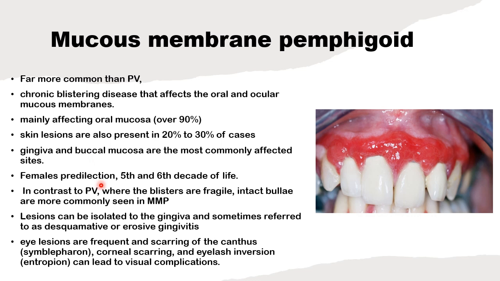It has a female predilection, particularly in the 5th and the 6th decades of life. In contrast to pemphigus vulgaris, the blisters are not as fragile, and sometimes the patient presents with intact bullae. The lesions are mainly on the gingiva, and sometimes they can have eye lesions as well, with frequent scarring of the canthus or the cornea or the eyelashes, giving rise to entropion, and can sometimes be complicated by visual problems.